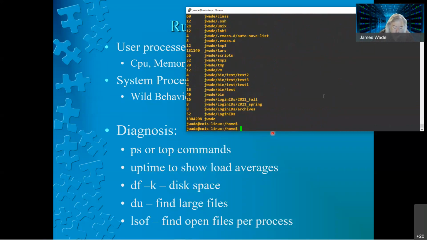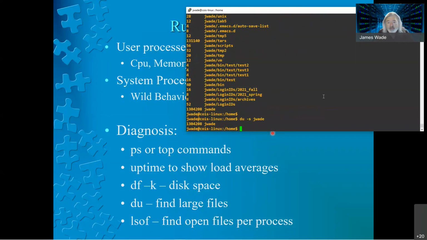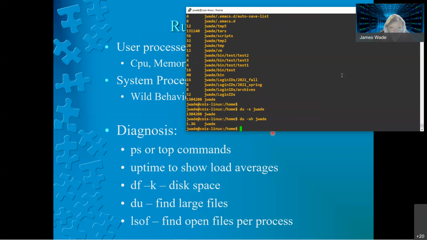But here's what I want. I want to do a du -s of jwade. Now it just shows me a summary of what the size of my directory is. Okay, once again, about 1.3 gigs. Okay, how about du -h, let's see if the h works here. And it does, 1.3 gigs. So I'm taking up 1.3 gigs.